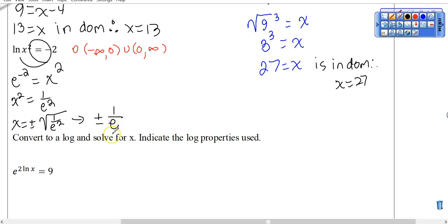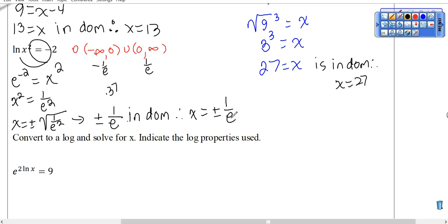And here's what I know. I know 1 over e is about 0.37 because we talked about that the other day. So this is about negative 0.37 and 0.37. So negative 1 over e is in this side of your domain. Positive 1 over e is in that side of your domain. So in domain, therefore, x equals plus or minus 1 over e.